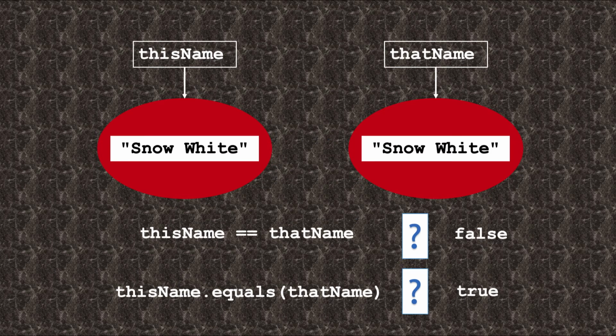So here's an illustration of the difference between reference equality and content equality. We've got two variables, this name and that name. They clearly refer to different objects, even though the contents of those objects are the same. So if we were to use the equals operator, then we would get the result false. Those two variables refer to different objects. But if we were to call the equals method, then we would get true because those two objects have the same contents. And that's essentially what we want in all cases when we're comparing strings for equality. We don't want reference equality, we want content equality.